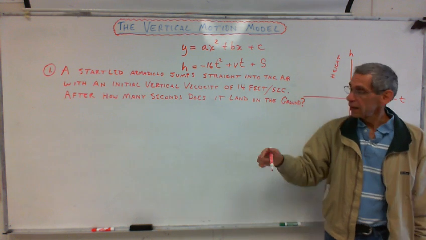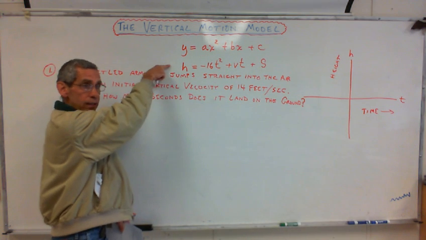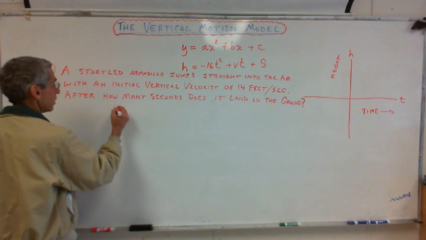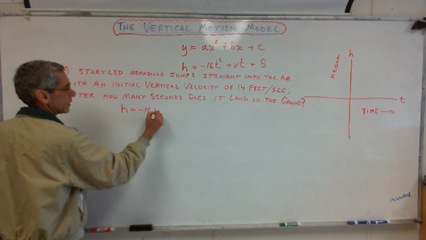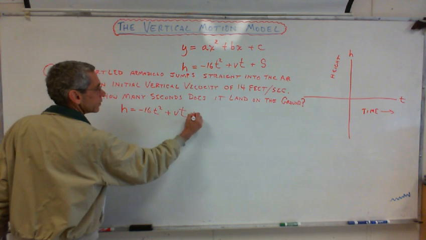Everybody agrees with that. All right, so the first thing we do is write this formula exactly as a formula. We're going to write it right here: H is equal to negative 16 t squared plus vt plus s.